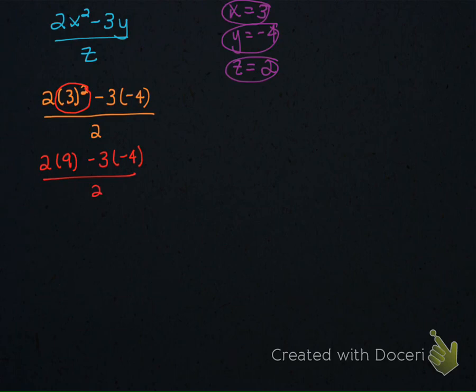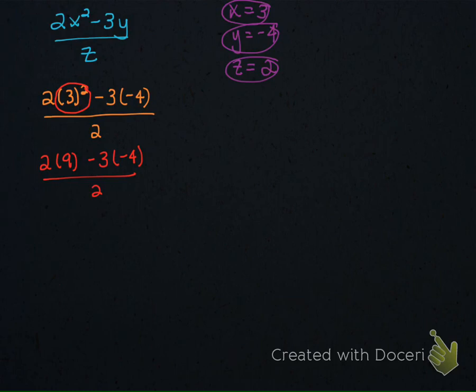Our next operation is going to be multiplication and division again. We have both of those. Because there is more than one operation in the numerator of this, we're going to treat that as grouping, and we're going to go ahead and do the multiplication. We can do the 2 multiplied by the 9 and then the -3 multiplied by the -4, or we can do both of those in the same step because they're really not impacting each other.